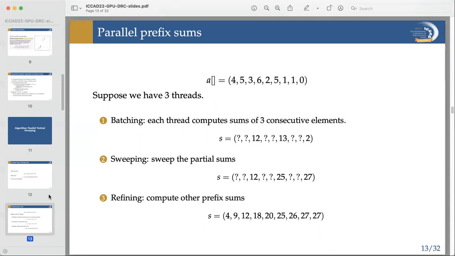And the second step is sweeping. We are going to sweep from left to right to sum up these partial sums. So after this sweeping, we have 12, 25, and 27 at their corresponding positions. Notice that these are the final answer for these positions. And the remaining thing to do is to refine all the other prefix sums. We are going to use the partial results from the second step to refine all the other prefix sums. And notice that this can be done in parallel within each block.